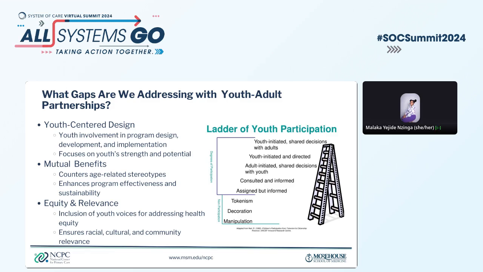And literature showed us Hart's ladder of youth participation, as you can see on the side here. And we wanted to avoid those lower levels of the ladder, including tokenism and decoration, and really aim for those higher degrees of participation. And I can confidently say that we are at adult initiated and shared decision-making with youth.